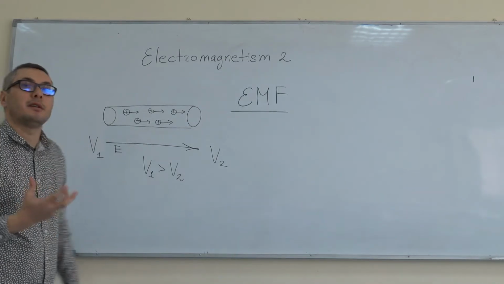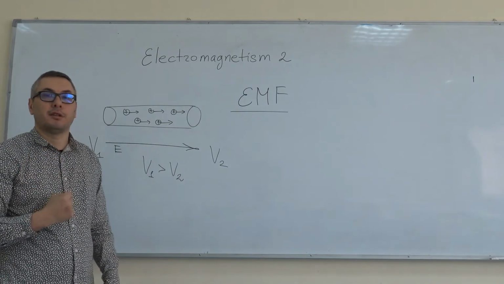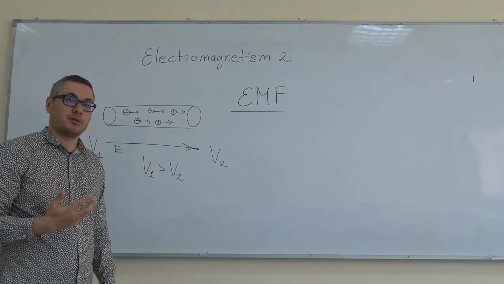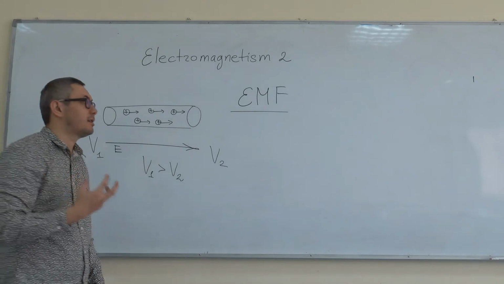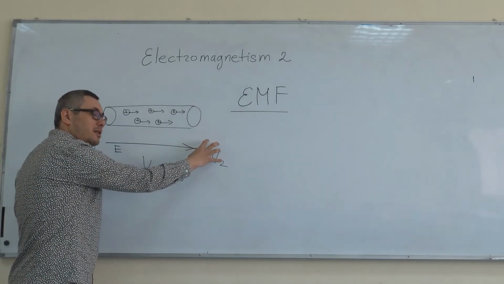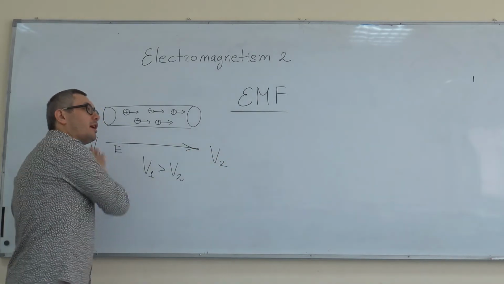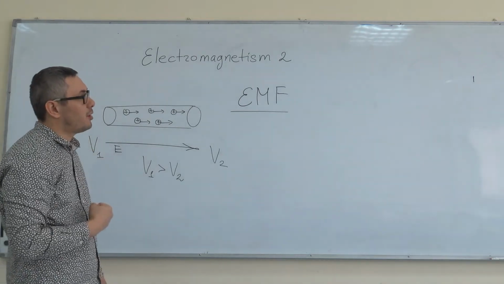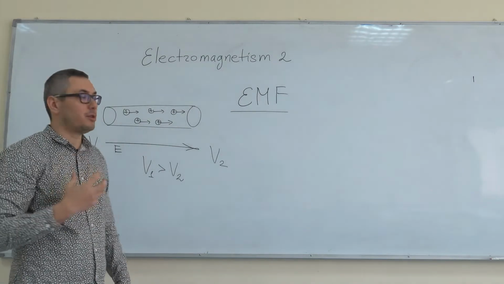In a battery, a regular battery that you have in your cell phones, this is being done through a chemical process. So in this chemical process, inside the battery, the charges are being moved from a lower potential to a higher potential, just like a pump. So this is what electromotive force is doing.